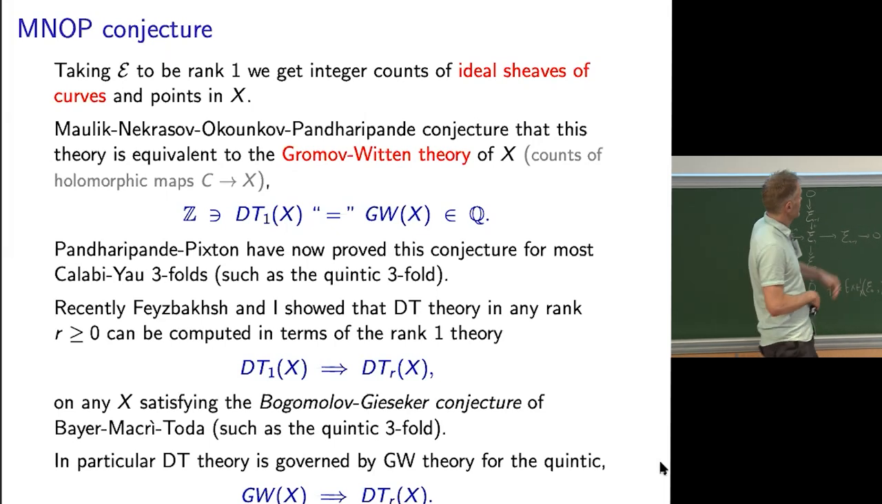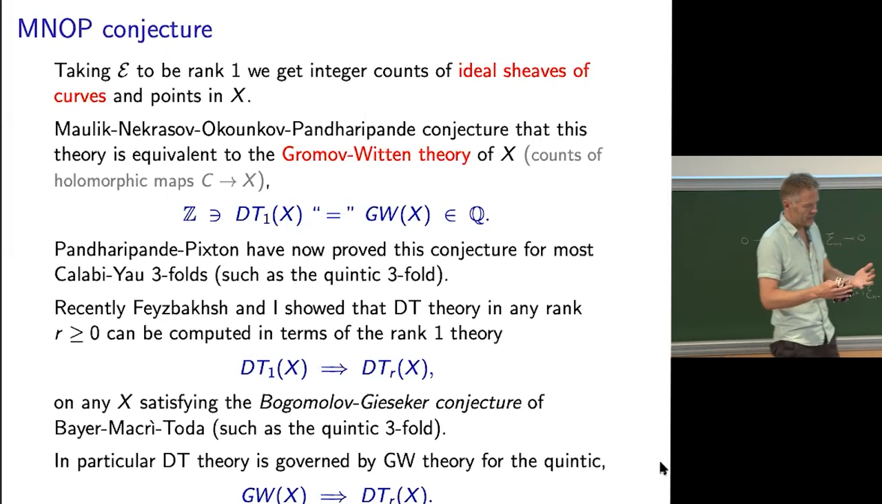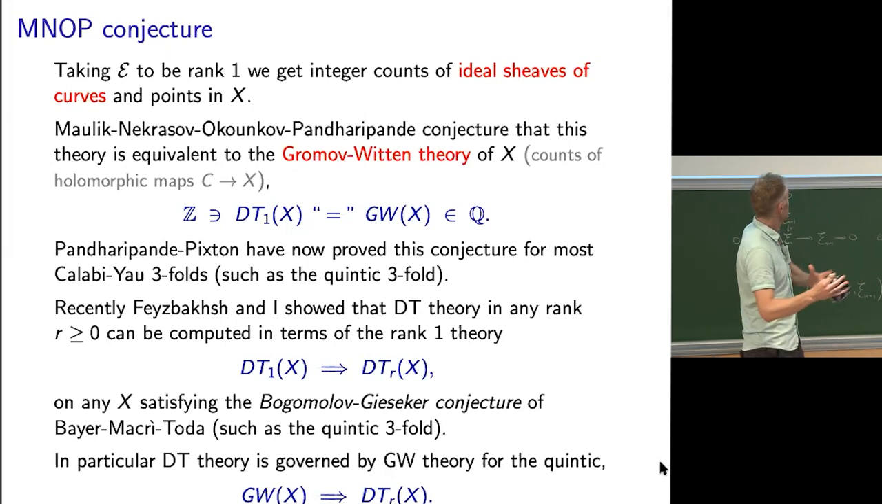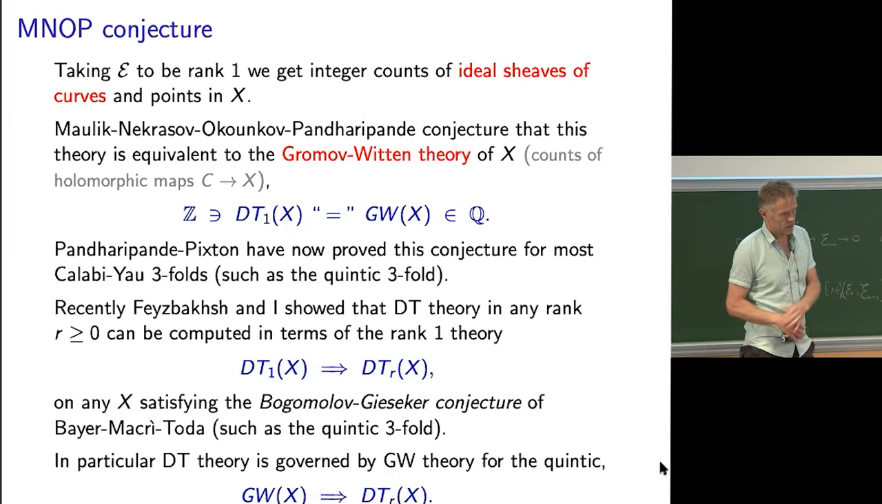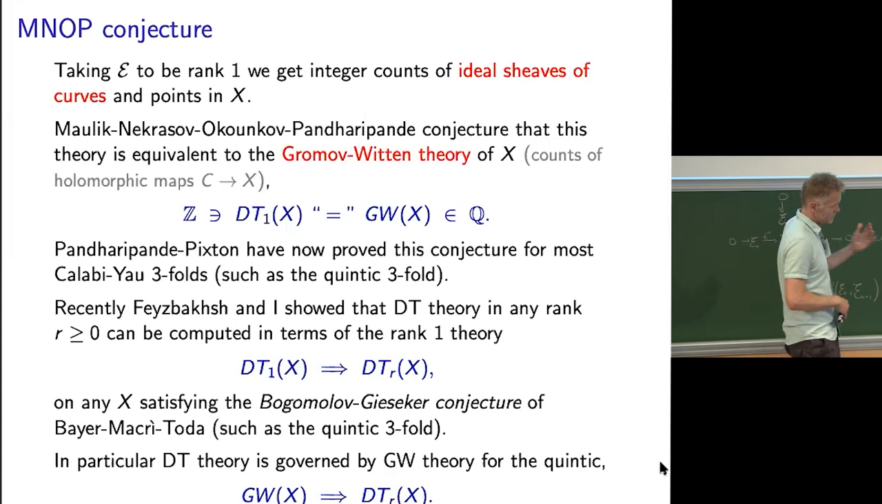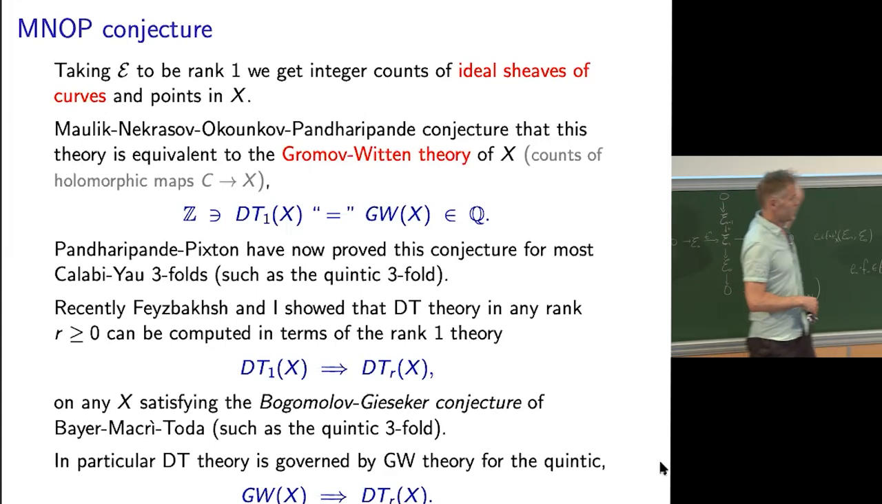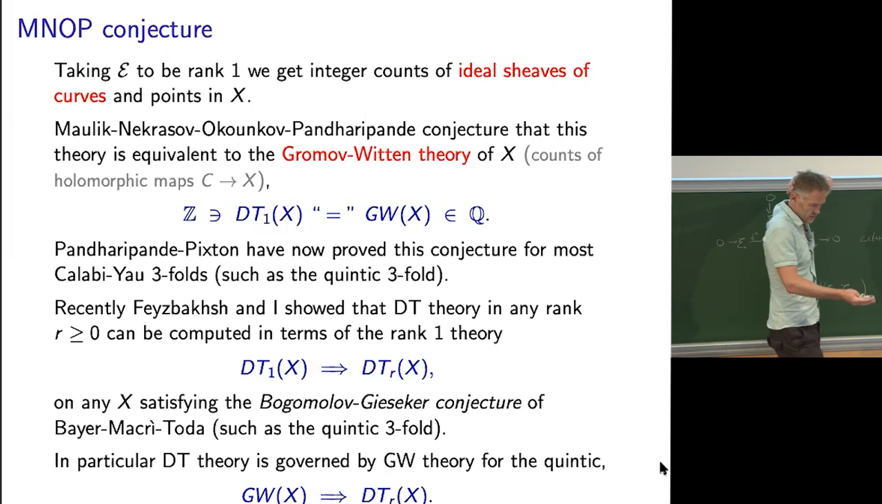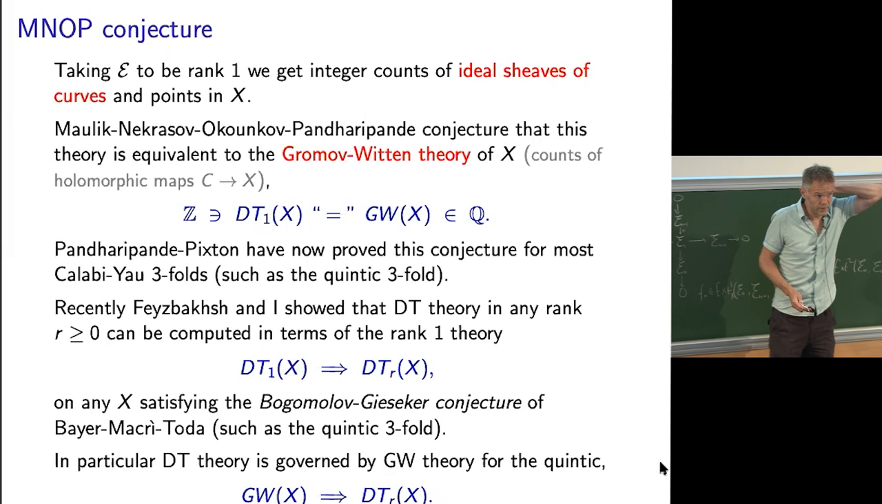Maybe you should think of it as a bit like Seiberg-Witten theory governing Donaldson theory. Seiberg-Witten theory is a rank one abelian theory. Donaldson theory is a higher rank non-abelian theory, and one governs the other. But this wasn't predicted by physicists, so I don't know if there's an argument like their argument that Donaldson theory is governed by Seiberg-Witten theory.